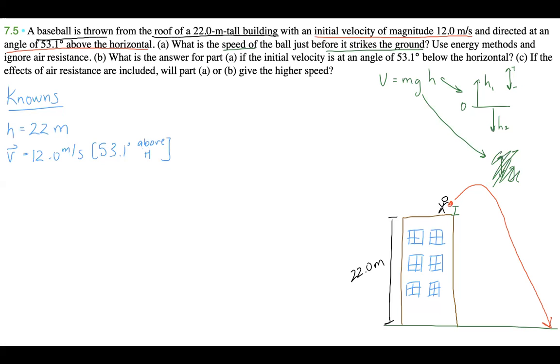And what else do we know? We know that g is 9.8 meters per second squared. What else do we know? That seems to be it. That's what we know for this problem. Okay, so how are we actually going to solve this? We're going to use energy.